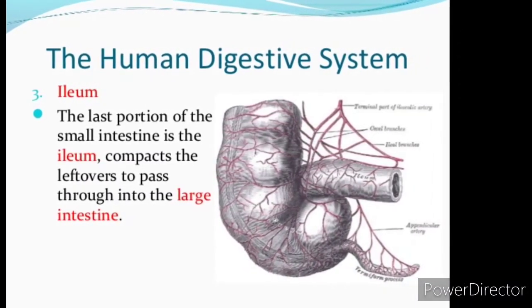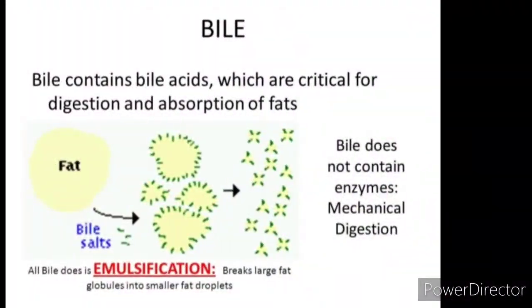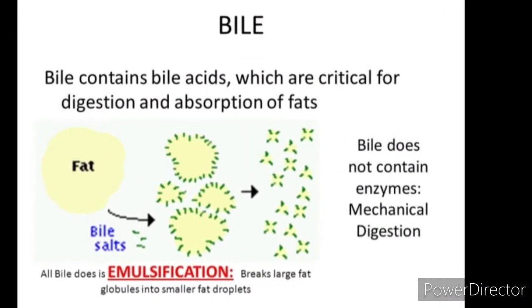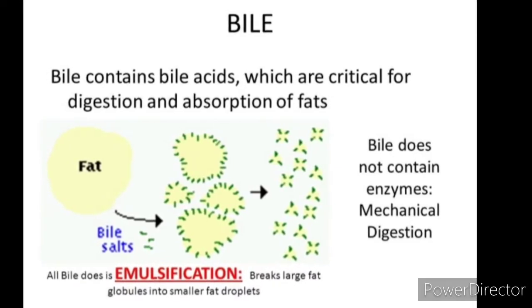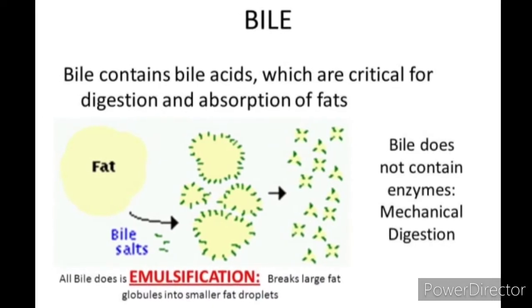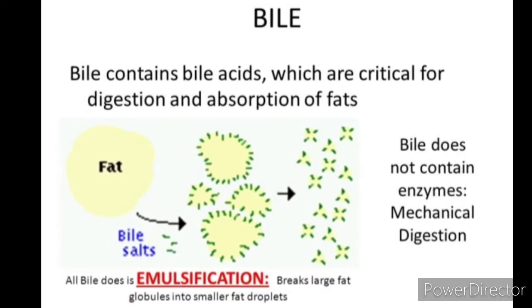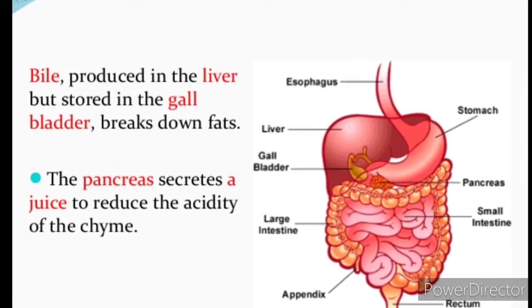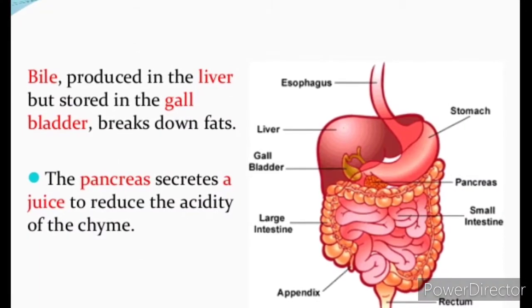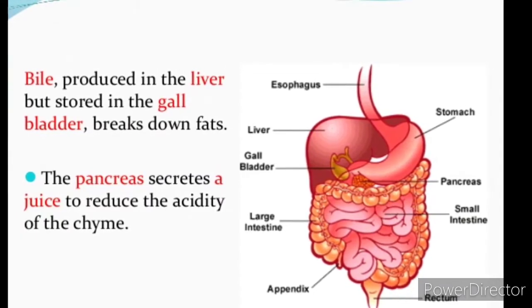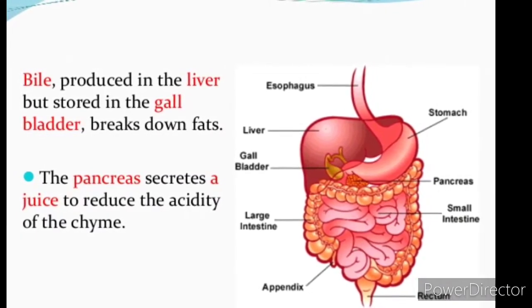Here most probably the energy in these food materials, like carbohydrates, proteins and lipids, fats also, is there. So different kinds of food molecules are digested here. Bile contains bile acids which are critical for the digestion and absorption of fats actually. This is known as emulsification, and this is a mechanical digestion process. Bile is produced in the liver but stored in the gallbladder, and it breaks down the fat. The pancreatic juice is secreted and reduces the acidity of chyme.